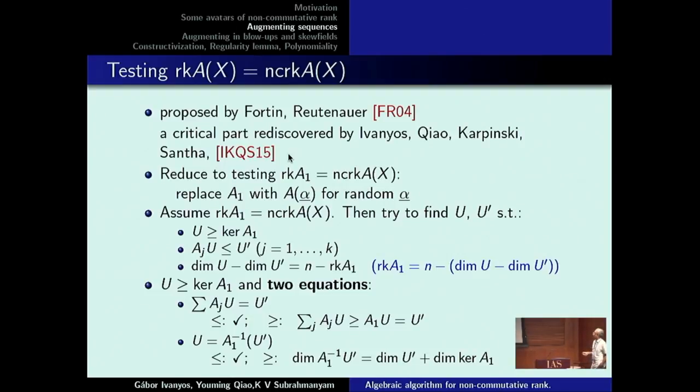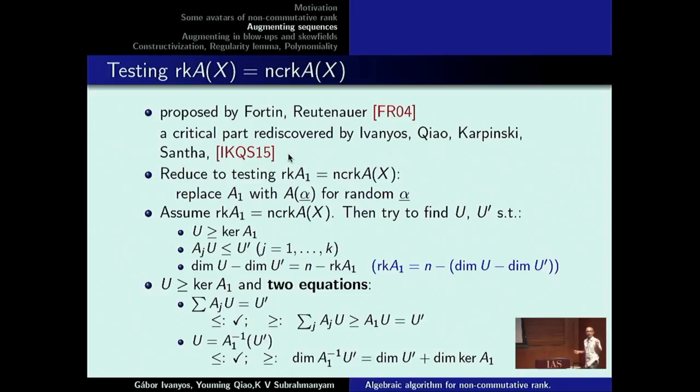Now let us assume that we have a matrix A1 with the property that its rank is equal to the non-commutative rank. And suppose you are able to find a subspace U and a subspace U prime with the following properties. A is just a tuple.